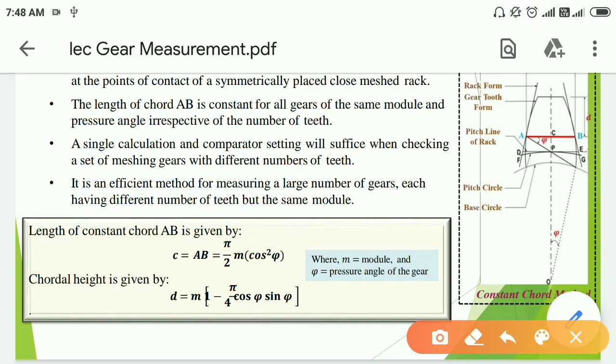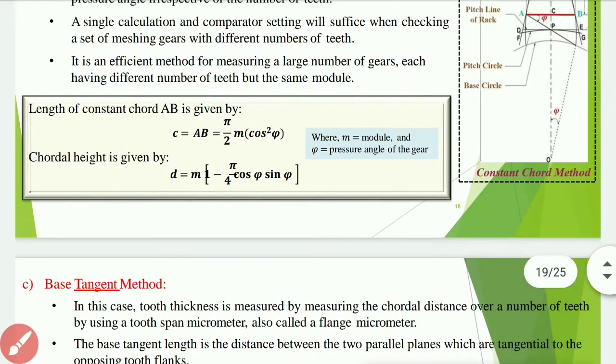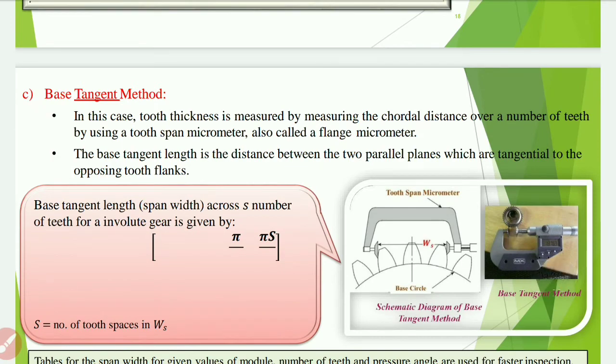Length of chord AB is given by C equal to AB, here it is pi by 2 m into cos square phi. The chordal height is given by D, here it is equal to m into bracket 1 minus pi by 4 cos phi into sin phi, where m is the module and phi is the pressure angle of the gear. Next is the base tangent method.